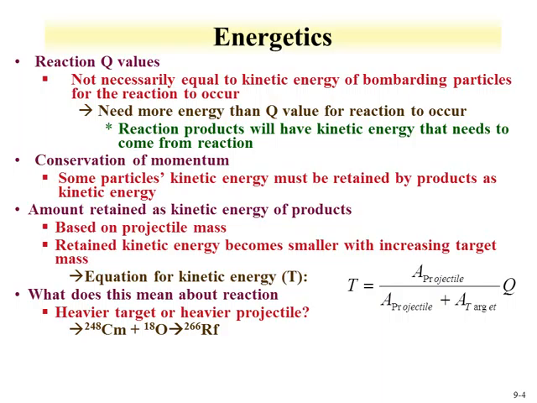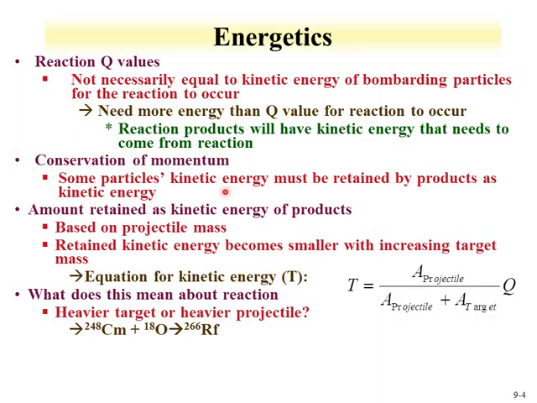The Q value, as we'll see, is a center of mass quantity, and we need to convert it to the laboratory frame. This is due to the conservation of momentum. The particle kinetic energy must be retained as product kinetic energy. So in other words, all the energy of the system that's defined by the Q value is not necessarily available just for the reaction. Some has to go into moving the resulting products.